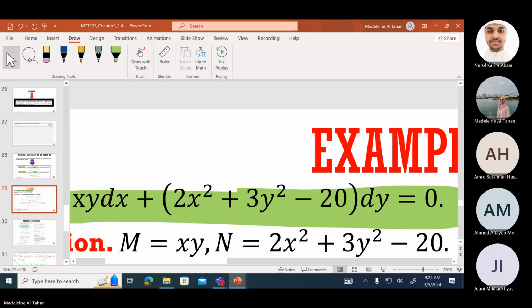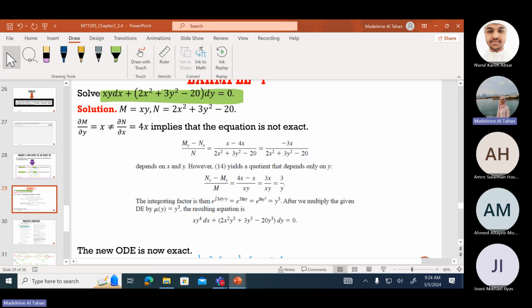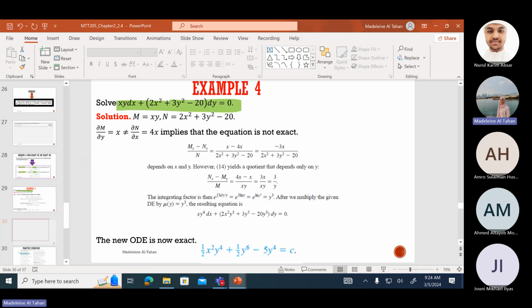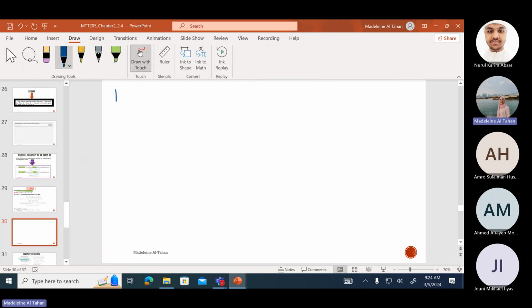What's M? What's N? Are they equal? You told me that M is xy and N is 2x squared plus 3y squared minus 20. So we need to find for this one M_y, which is, and N_x, which is. Are they equal?